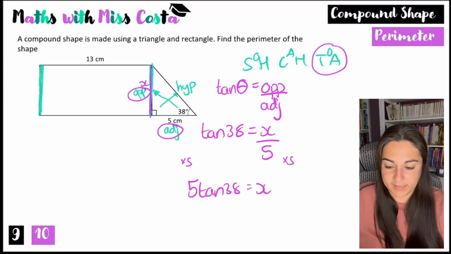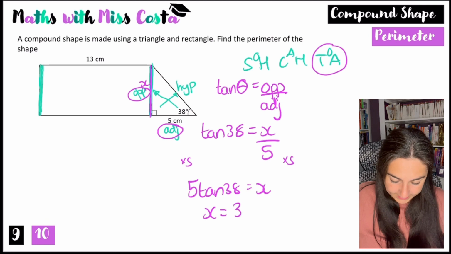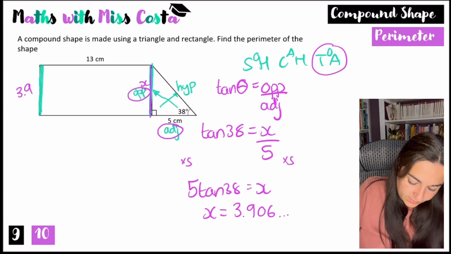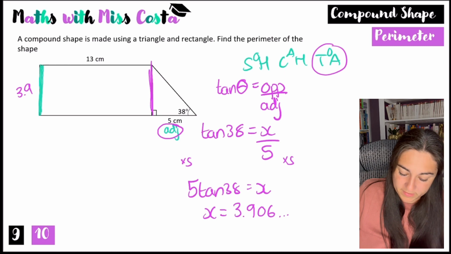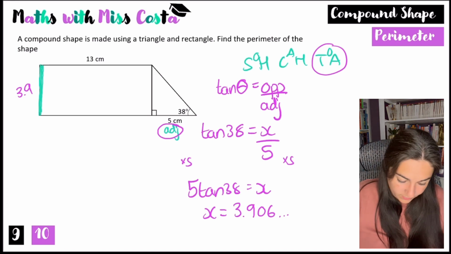So type that into your calculator. 5 tan 38, and it tells you that x is 3.906, and so on. So let's just round that to 3.9. So we obviously don't include it in this line because that's not part of the perimeter. Perimeter is just the outside of the shape. But we've used trigonometry to figure this side out. So that's 3.906.